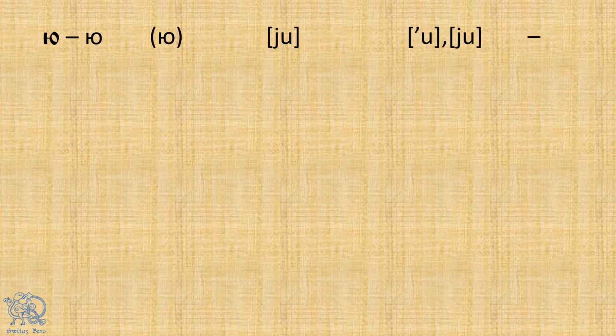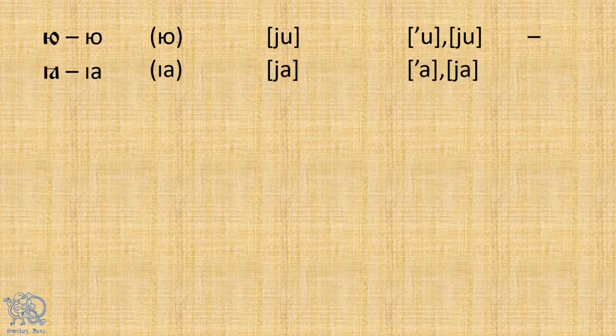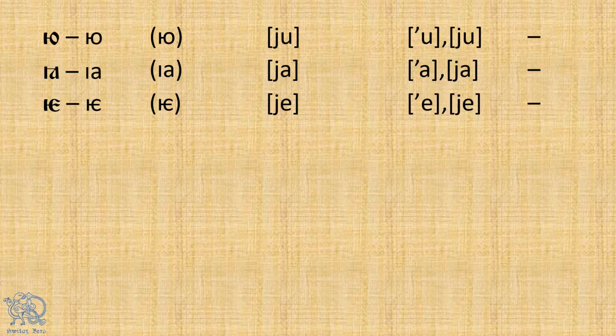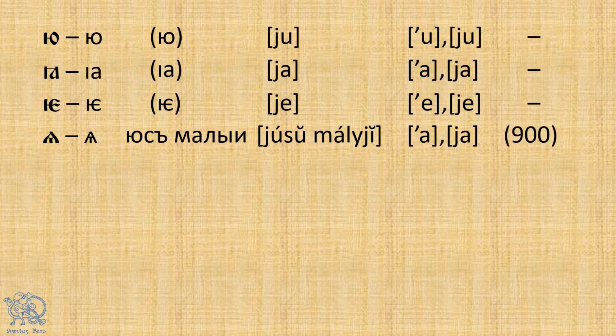U with the sound U or U after a soft consonant. It didn't have a numeric value. Ya as the sound Ya or A after a soft consonant with no numeric value. Ye, the sound Ye or E after a soft consonant, and it didn't have a numeric value either. Yusumaliya, Yusumaliya, it represented the sound Ya or A after a soft consonant, and it was sometimes used to represent the number 900.